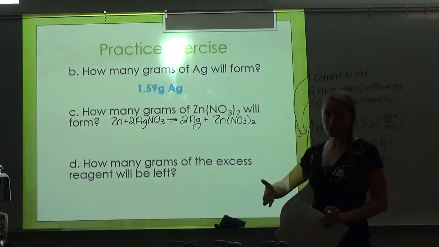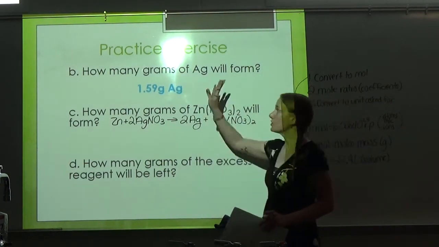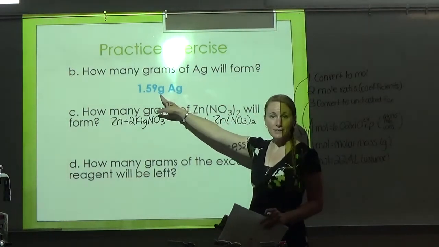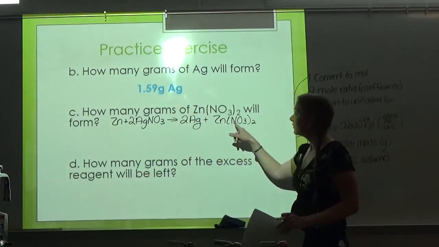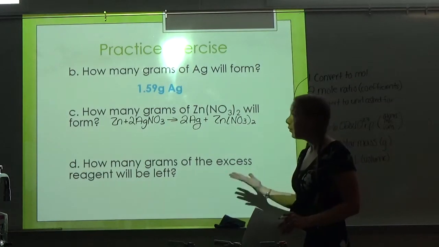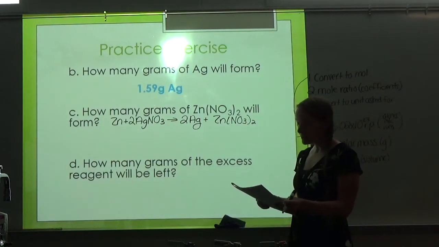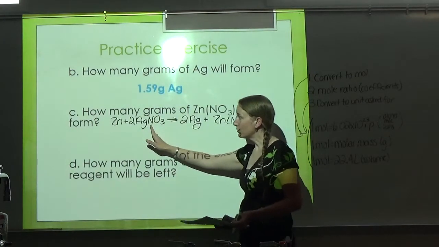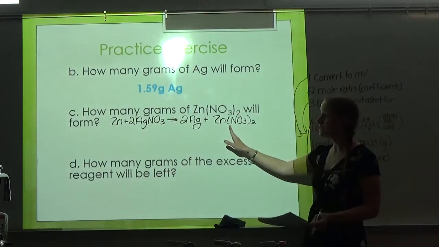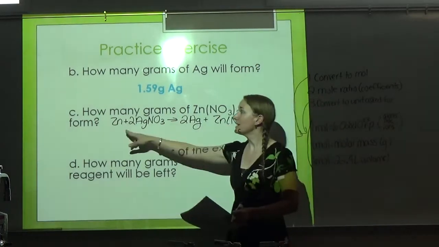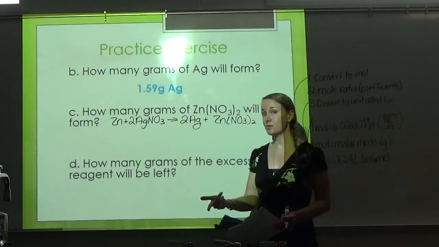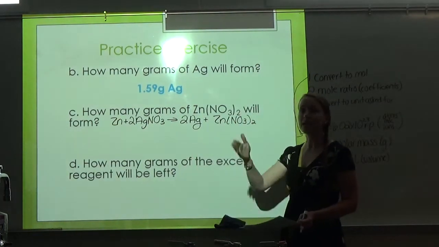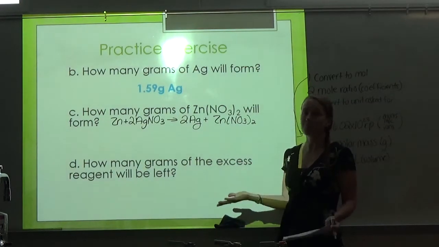Now, you have options of how to calculate this. You could start with the fact that you know we're going to make this much silver and go from that to zinc nitrate. Or, since we decided that silver nitrate was our limiting reagent, you could start with silver nitrate and figure out how much zinc nitrate. The thing is, you can't start with zinc. That's the excess reagent. Once you determine the excess, you can't figure out anything else from that one.